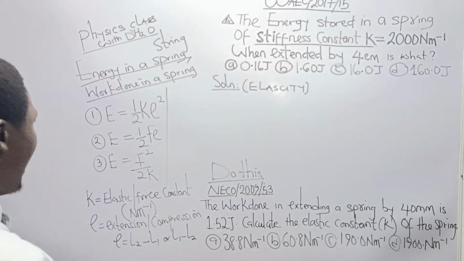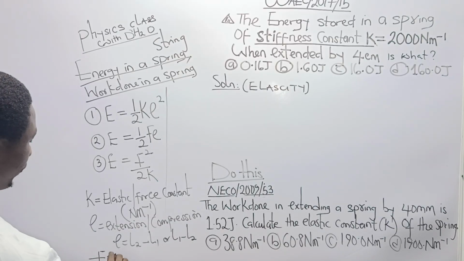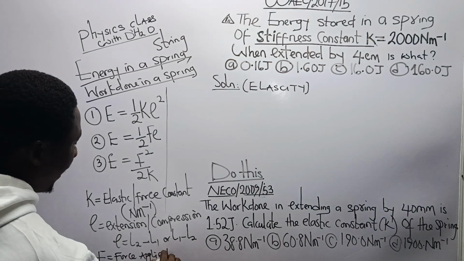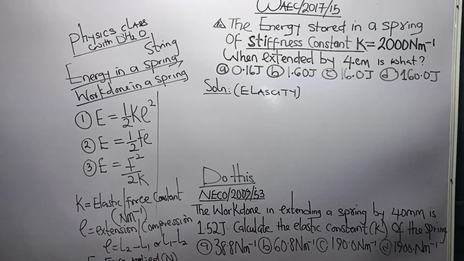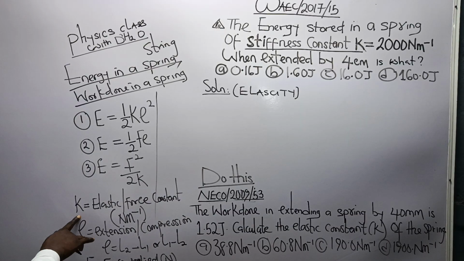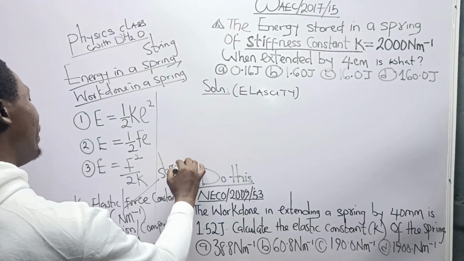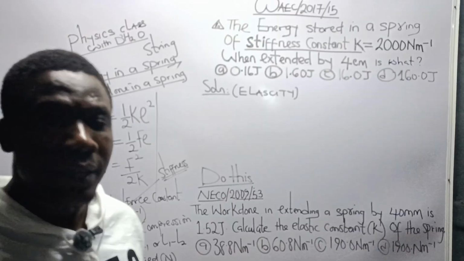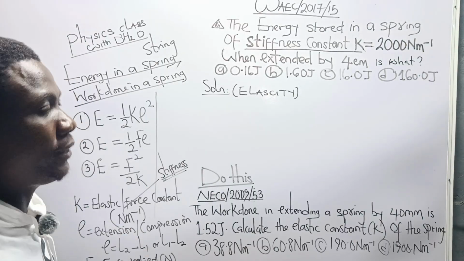Now, finally, your F is the force applied. Your force applied must be in what? In Newton. Then, like I said, K is your elastic or force constant. Your K is also called stiffness constant, or better still, call it stiffness. Yes, that's the ability for a material to resist extension.